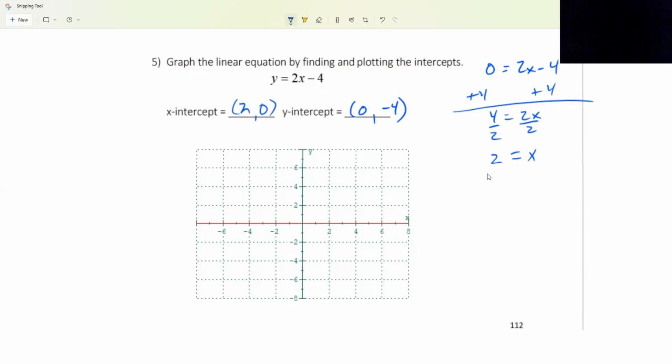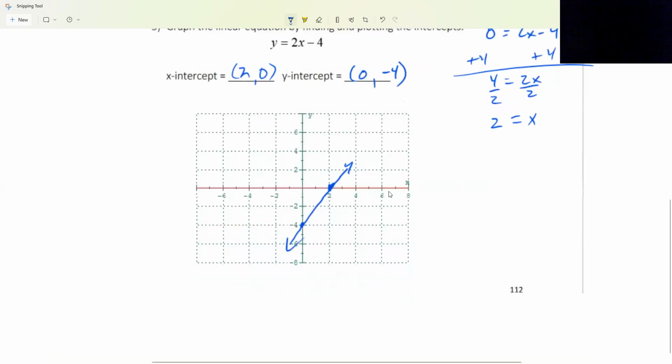Now I'm going to plot those 2 points. Let's plot 2, 0. That's right here. And let's plot 0, negative 4. That's right there. And you're done. So not bad.